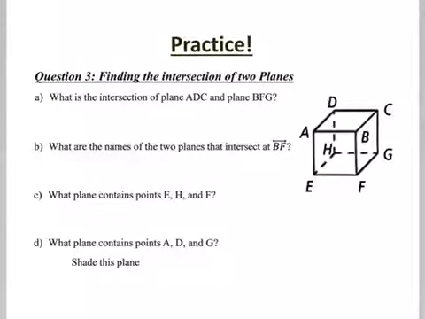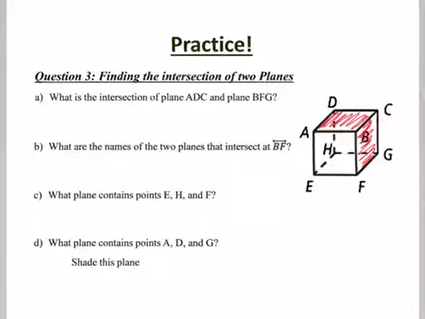What is the intersection of plane ADC and plane BFG? So we're looking to see where two planes intersect, and they're using these three-dimensional shapes, the sides, as kind of an illustrator of planes, because planes are two-dimensional flat surfaces that go on forever and ever in all directions. So in this case, ADC, you're looking at this top side here. BFG, you're looking at the side here. And so the question is, where do they meet?